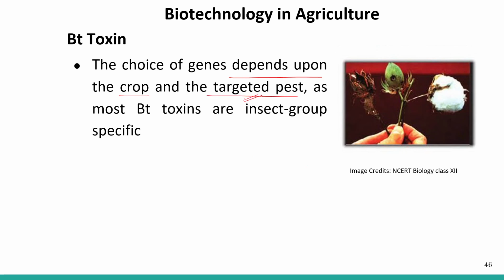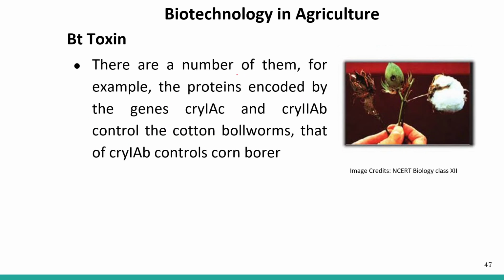What is the target pest and what is the crop? So which crop is infected with the pest, that we should know. As most Bt toxins are insect group specific, this Bt toxin is not insect specific, whereas it is insect group specific. It means a wide range of insects get infected with this Bt toxin. There are a number of them.